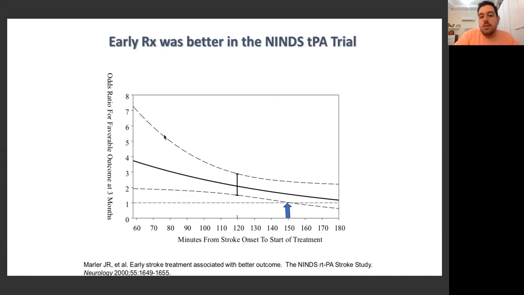So this is just a clinical trial showing that the earlier you respond to a stroke patient, the better the outcome you'll have at like 3, 4, 5, 6 months interval. You really do not need to worry about the graph.